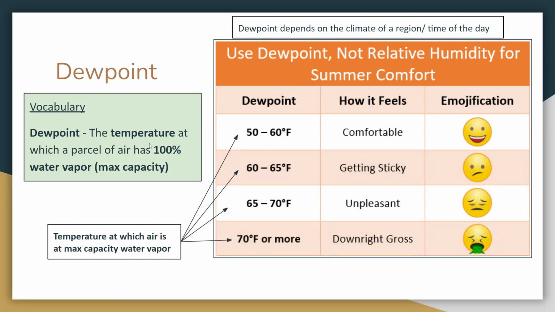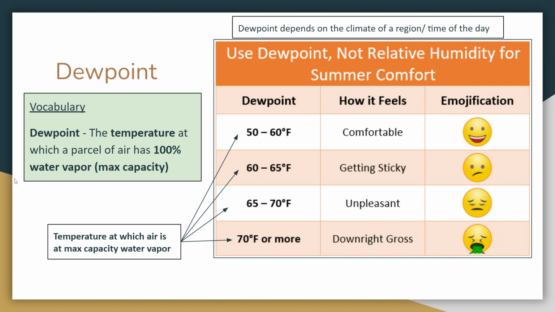Dew point is the temperature at which a parcel of air has 100% water vapor or max capacity. And it depends on the climate of the region, the time of the day. It has a lot of factors, dew point. But what it really means is that in a certain location or at a certain time, a certain temperature will determine whether we have 100% water vapor.